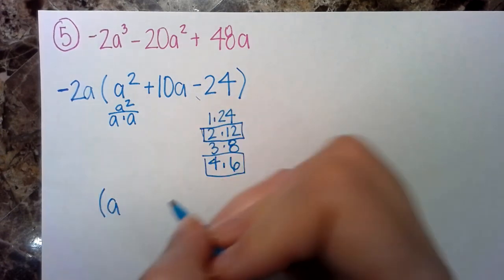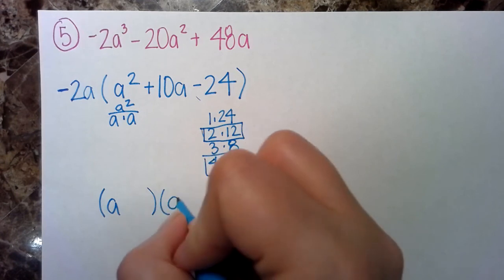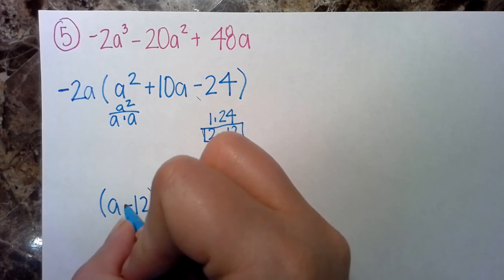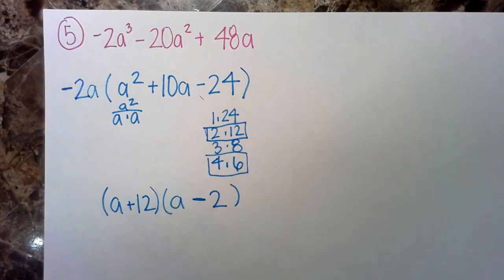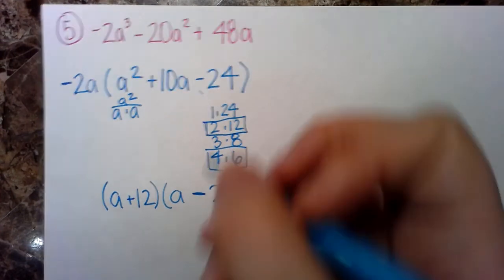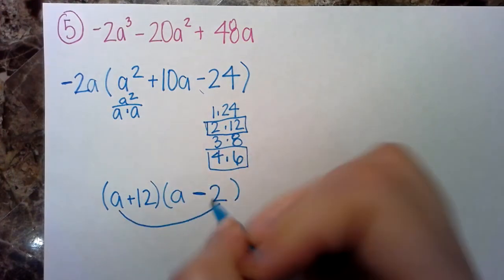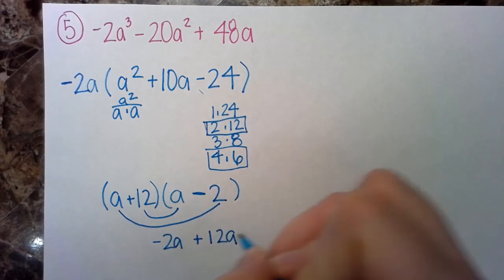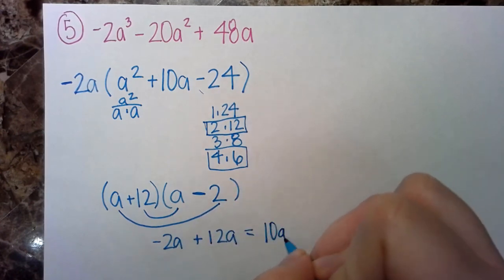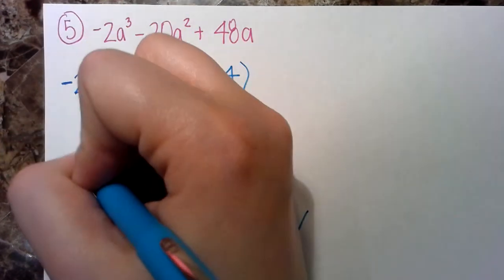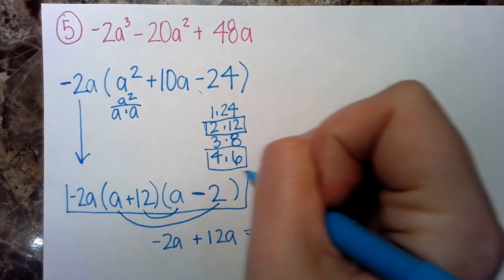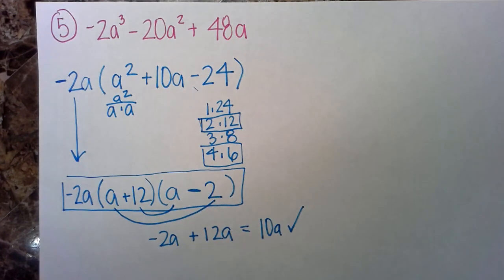So I'm going to have A and A. I'm going to put 12 and 2. I want to make this one a positive and this one a negative. So if I multiply the outside, I get negative 2A plus positive 12A equals 10A, which is correct. Now I have to bring down my GCF to include in my final answer. So my answer is going to be negative 2A times A plus 2 times A minus 2.